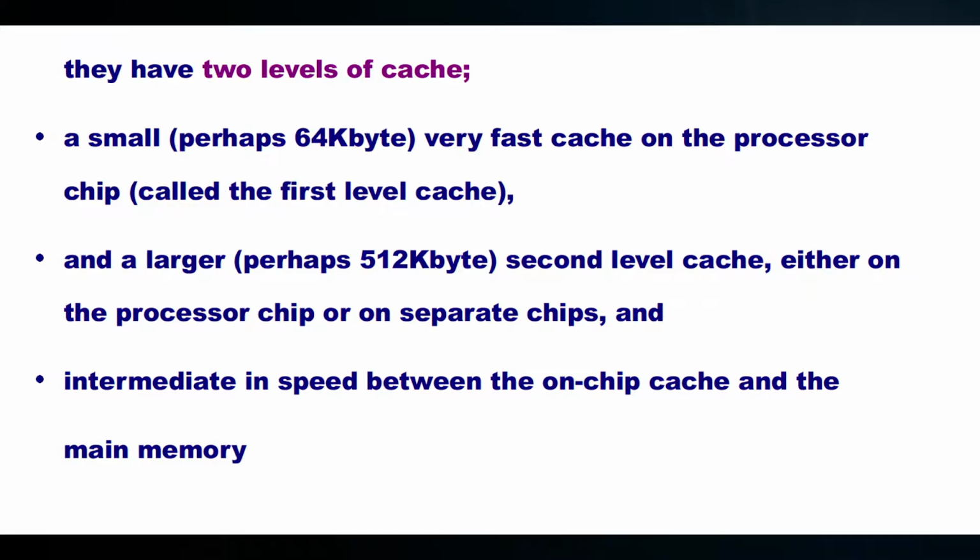In practice, many computers introduce another level into the hierarchy. They have two levels of cache: a small, perhaps 64 kilobyte, very fast cache memory on the processor chip called the first level cache, and a larger, perhaps 512 kilobyte, second level cache either on the processor chip or on a separate chip, intermediate in speed between the on-chip cache and the main memory. Now, we come to the input output subsystem of a computer.